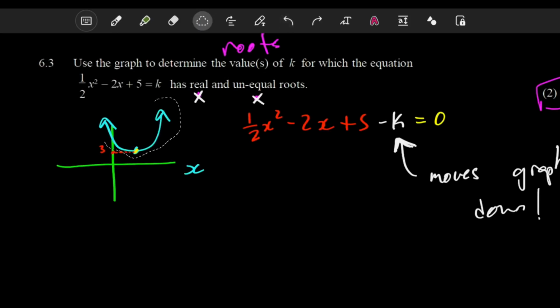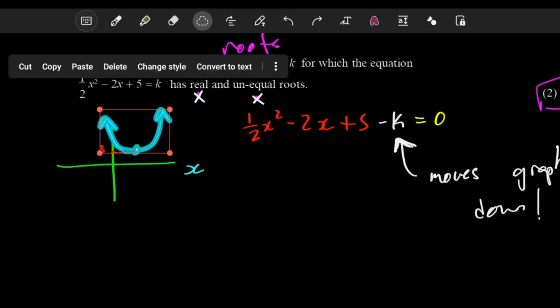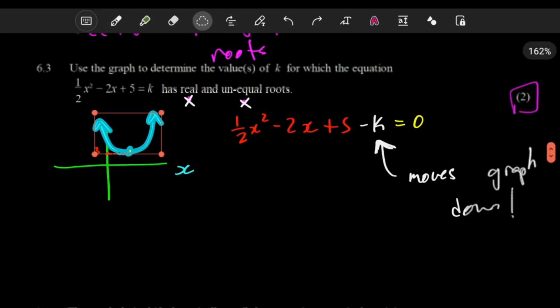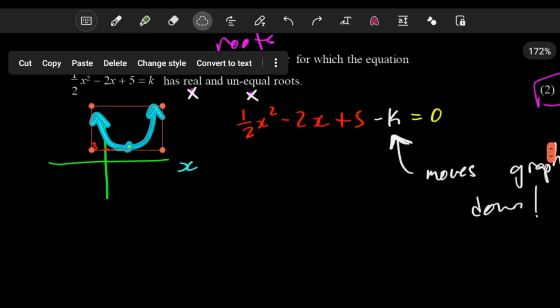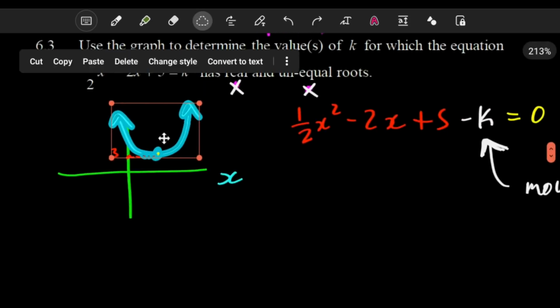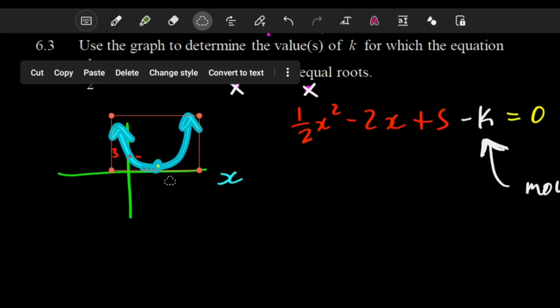If you look at our image, if we look at our parabola over here, we can clearly see that for us to start having real roots, what must happen is for us to start having x-intercepts. Yeah, for us to have x-intercepts, you can clearly see that your graph has to be moved down a minimum of 3 units.